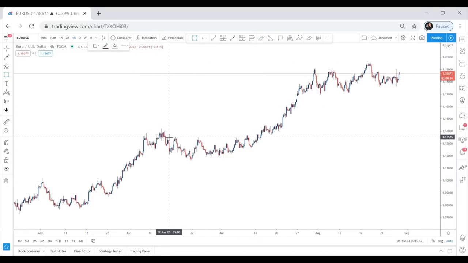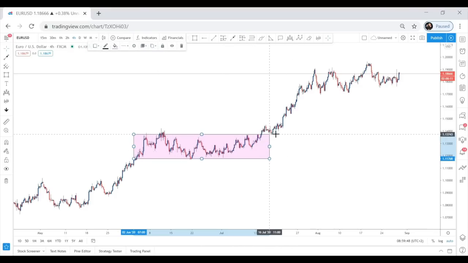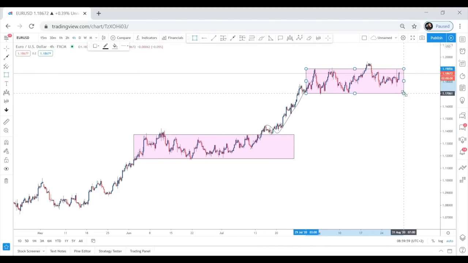So as we put it right here, guys, you're going to see that this was a correction format. As you can see right there, this was literally a rectangle shape, because we know it resisted high and supported low, resisted high, supported low. So in the meantime it broke out of the structure. Look what happened. It literally broke out, retested, and continued to the upside. Now it's creating another rectangle shape, which is a consolidation channel that is ranging in between, guys.